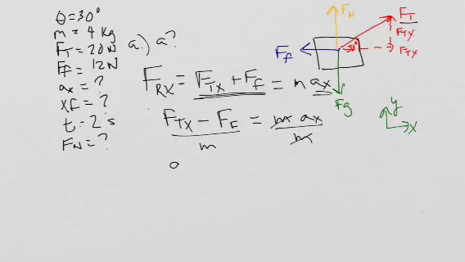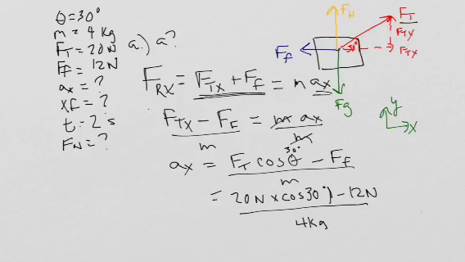So I'm left with ax being equal to, now here's where our vectors come in, because Ft as a whole cannot be added here, only the x component of the Ft. So I'm going to go Ft cos of my angle of elevation, which is 30 degrees, minus my Ff value, all divided by m. Input these numbers in, and you end up with an acceleration of 1.3 meters per second squared.